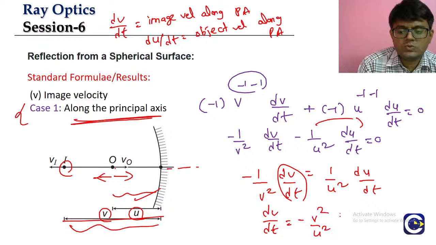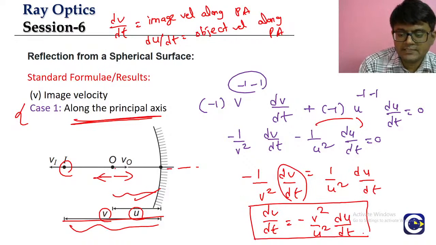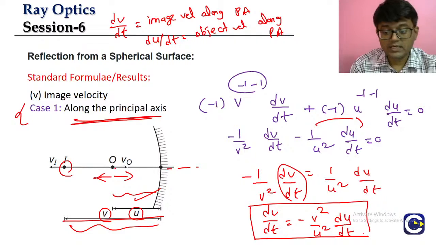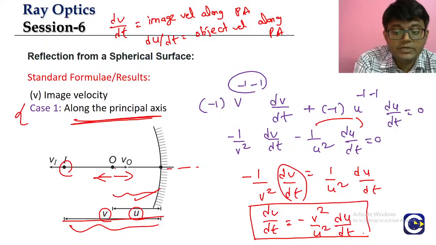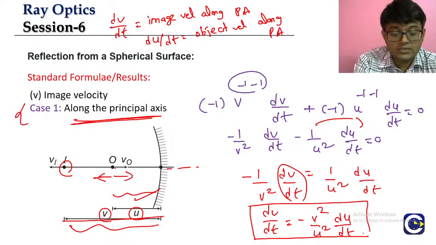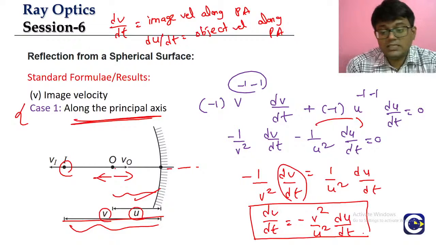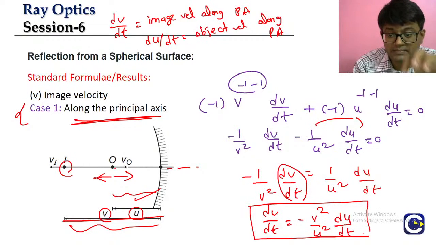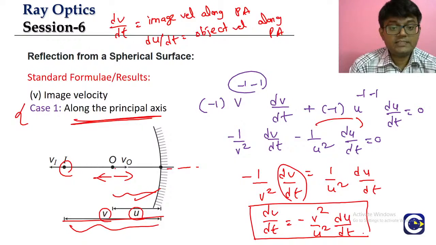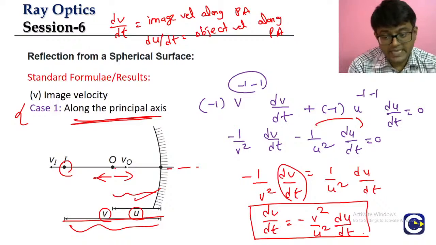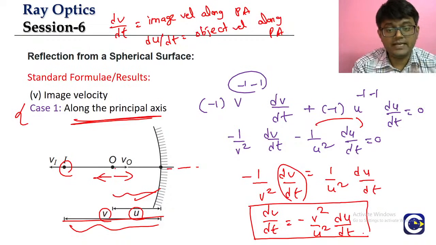Minus v square by u square into du by dt. This is a very important formula, guys. What is it? dv by dt is equal to minus v square by u square into du by dt. Now, in some textbooks you might find that this is the relation between the total velocities of the image and the object. What you have to be very clear about is that this is not the relation between the total velocities of the image and object. This is the relation between the object velocity component along the principal axis and the image velocity component along the principal axis.